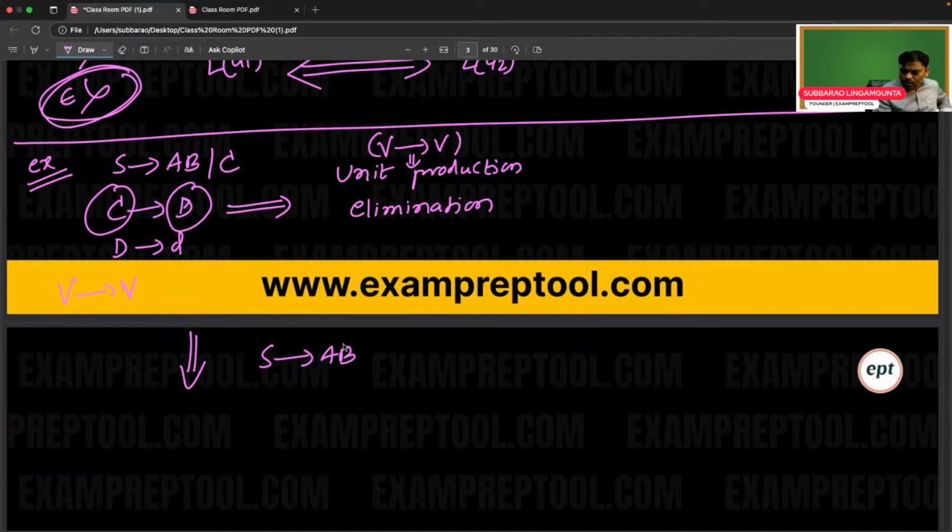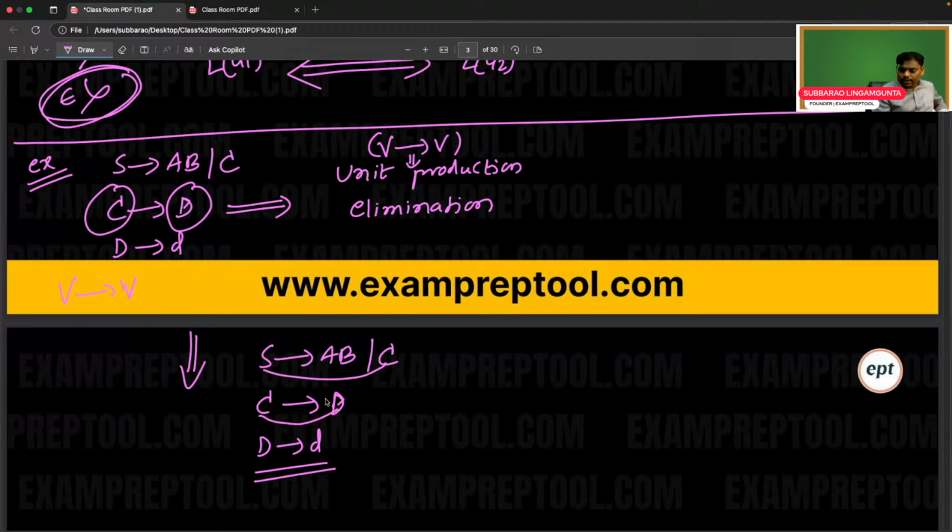Now everyone observe. RC. C goes to D. D goes to small d. Understand here. S goes to A, B, or C. C goes to D. Remember, this is a unit production. This is also a unit production.